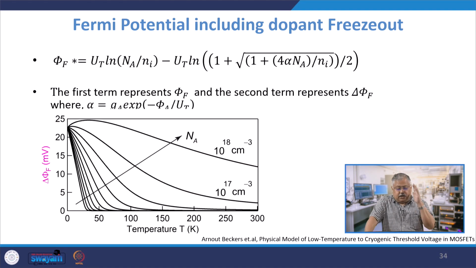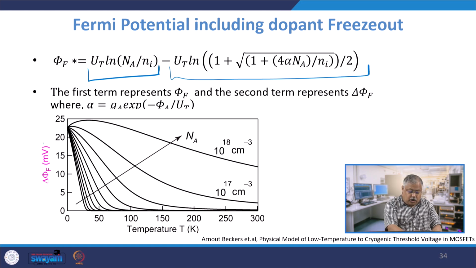Now let's discuss the Fermi potential qualitatively with temperature. If you look at the first term, this is the first term, and this is the second term. If you plot delta phi f, which is phi f minus phi f star, with respect to temperature for varying values of Na, then as the Na value is low, the change in the Fermi potential is relatively much larger for a small change in the value of temperature.